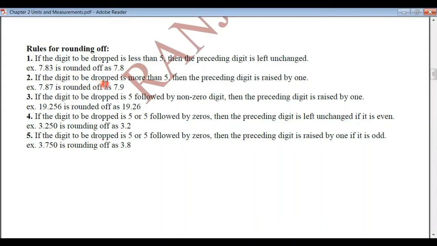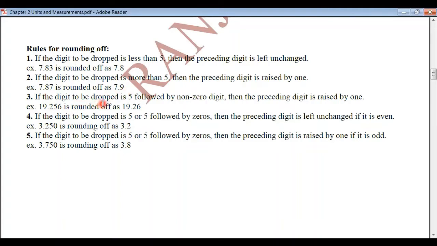The second rule states that if the digit to be dropped is more than 5, then the preceding digit will be raised by 1. For example, 7.87, we have to express this result only in two significant figures. That is, we have to drop out the last digit which is greater than 5. So the preceding digit, that is the digit just before it, will be raised by 1. So 7.87 in two significant figures can be written as 7.9.